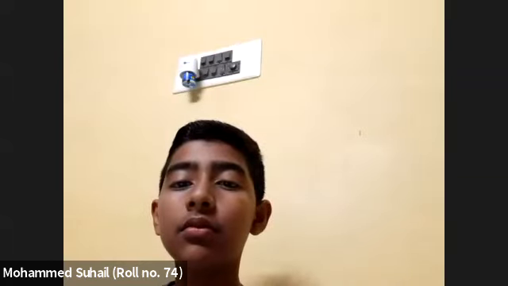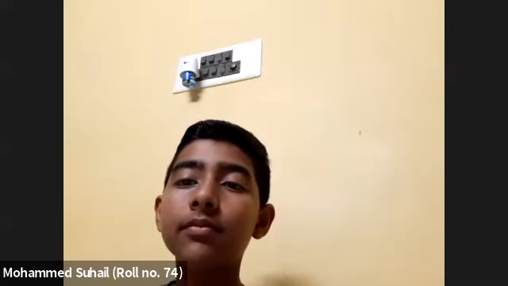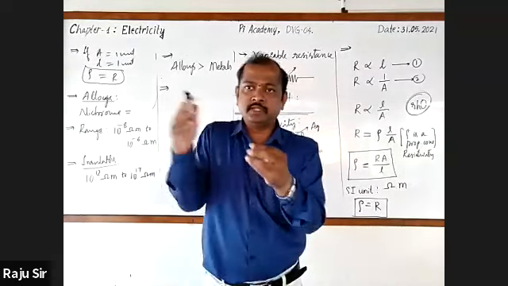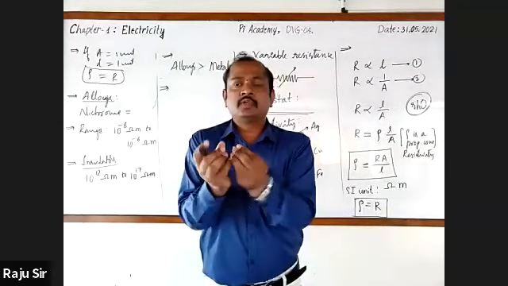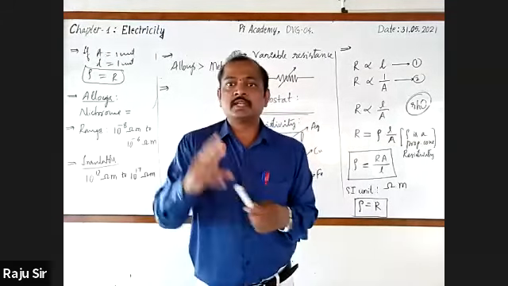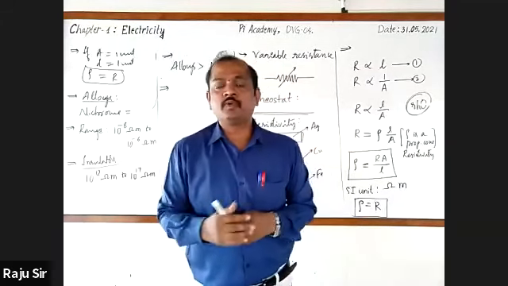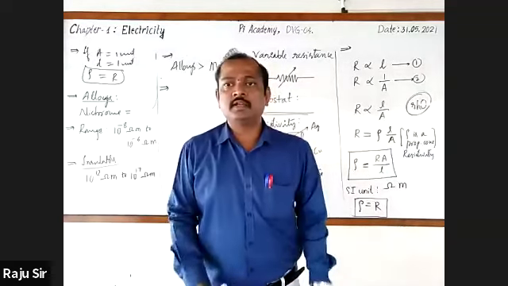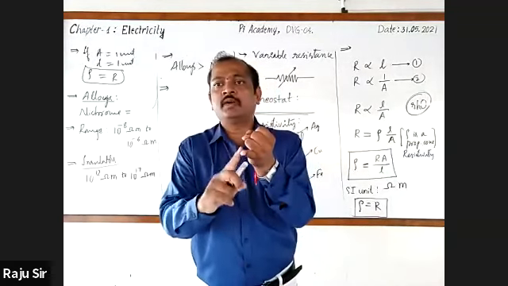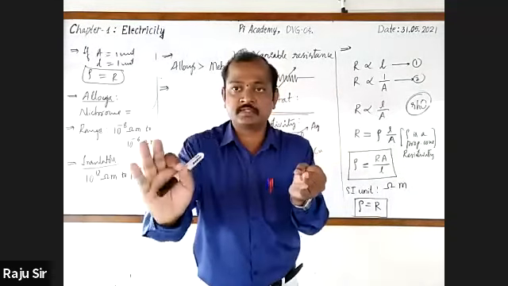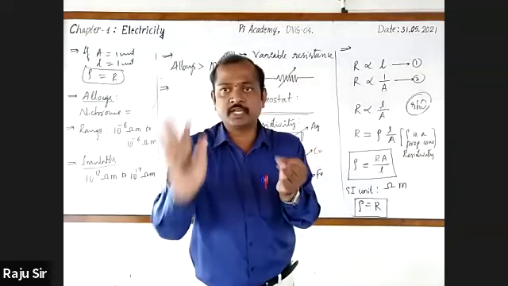Why? Alloys do not get oxidized even at a high temperature. So they won't get oxidized, that means they won't catch the fire. So these are the two reasons why we go for using alloys as filament in most of the electrical heating devices. One is they have high electric resistivity. Second one is they do not get oxidized even at high temperature.